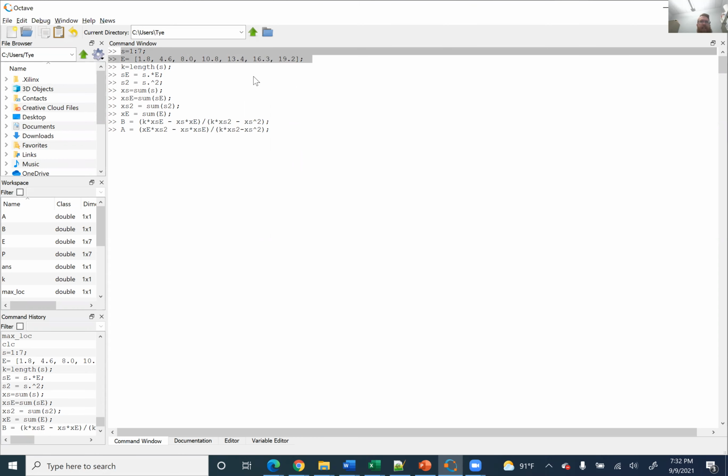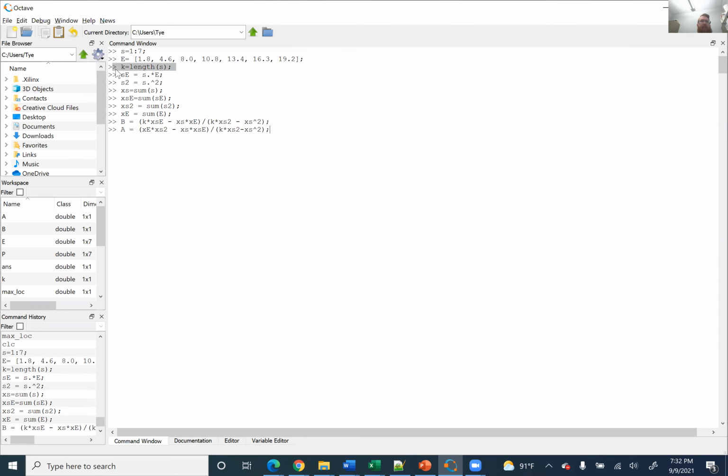I've declared my S and E. These are my values, right? X-axis, Y-axis, and then K, which I needed for an equation, is just the length of those vectors. They have to be the same. Then I went ahead and created the S times E and the S squared vectors. That simplifies my life later when I start doing the calculations.